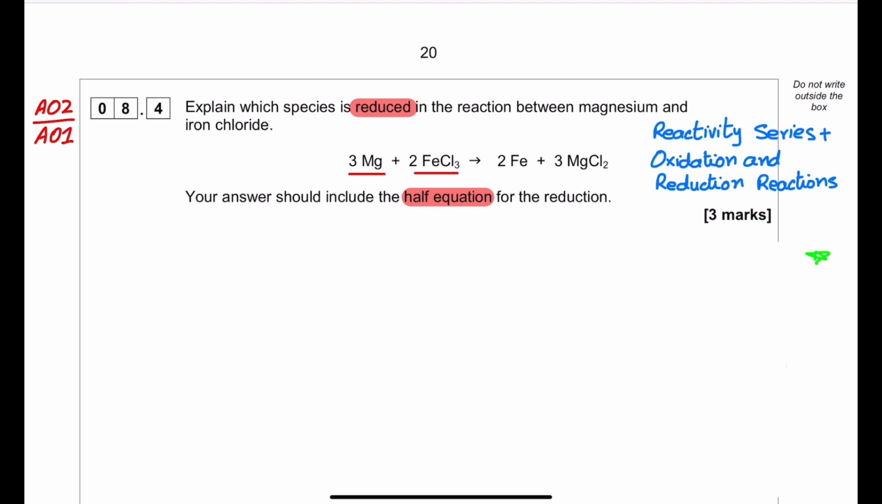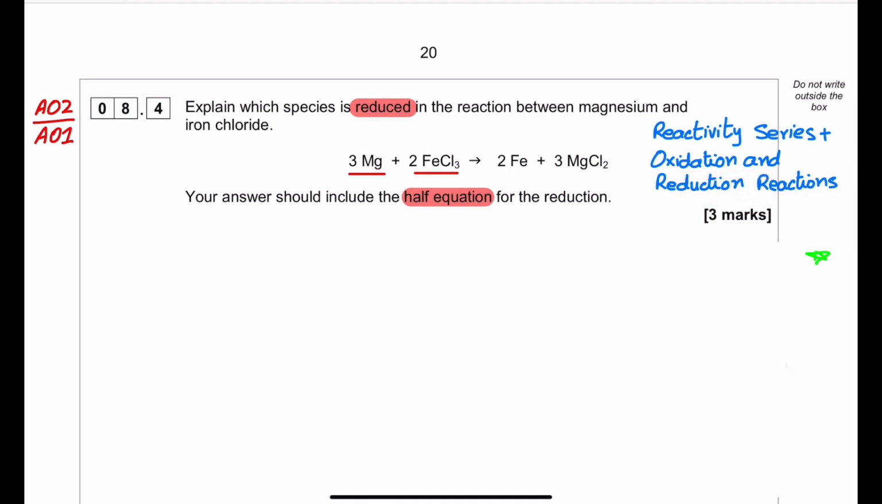8.4. Explain which species is reduced in the reaction between magnesium and iron chloride. A balanced equation is given: magnesium reacts with iron chloride and gives iron and magnesium chloride. Your answer should include the half equation of the reaction. This question is an AO2 and AO1 question, and it is from the reactivity series topic, which includes oxidation and reduction reactions.